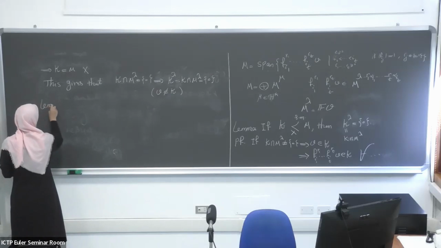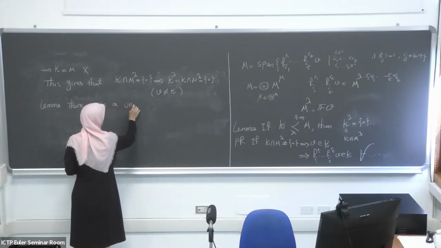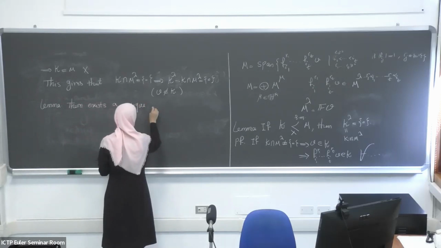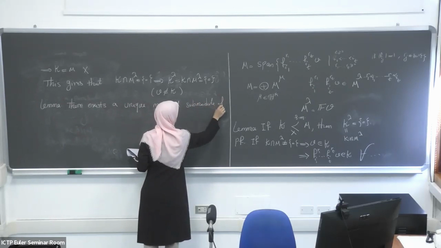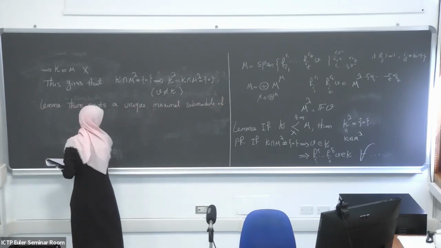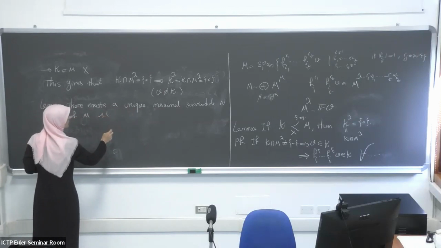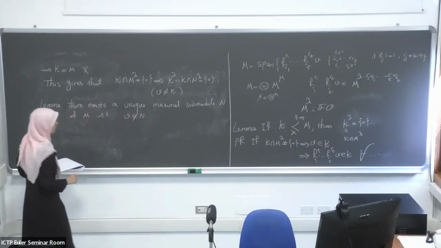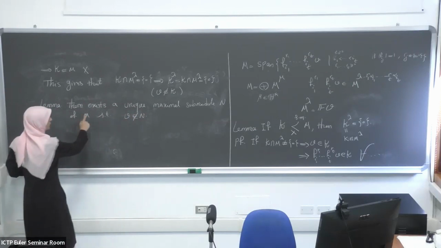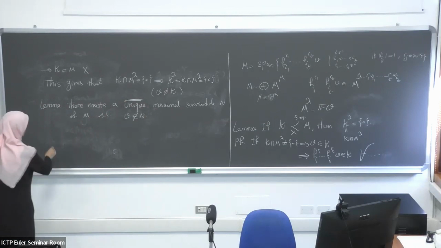And we have another lemma. There exists a unique maximal submodule of M, I will call it N, such that V is not an element of N. We want to prove there exists a unique maximal submodule N of M such that V is not an element of N. Okay.